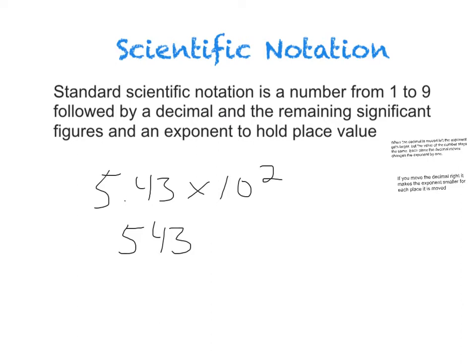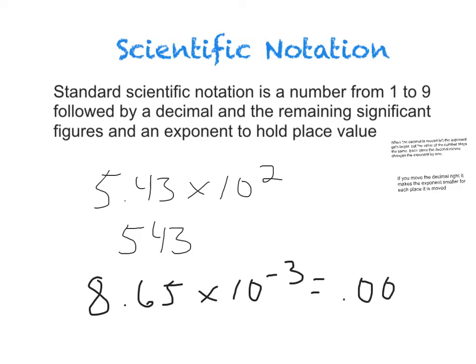Now, how far we move this decimal place is what dictates this number in the exponent right here. And I'll get into more on that later. Another example would be 8.65 times 10 to the negative third. When you see this negative third, it means we have moved our decimal point in the opposite direction. Now this number is equal to 0.00865.